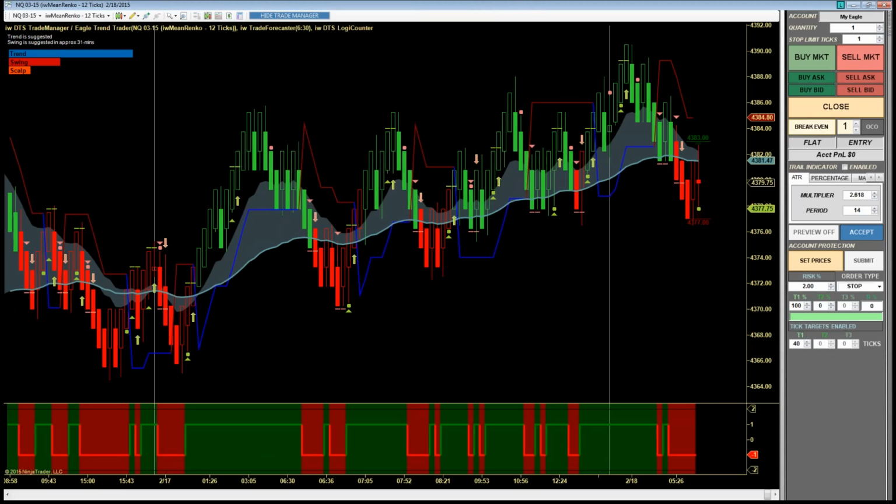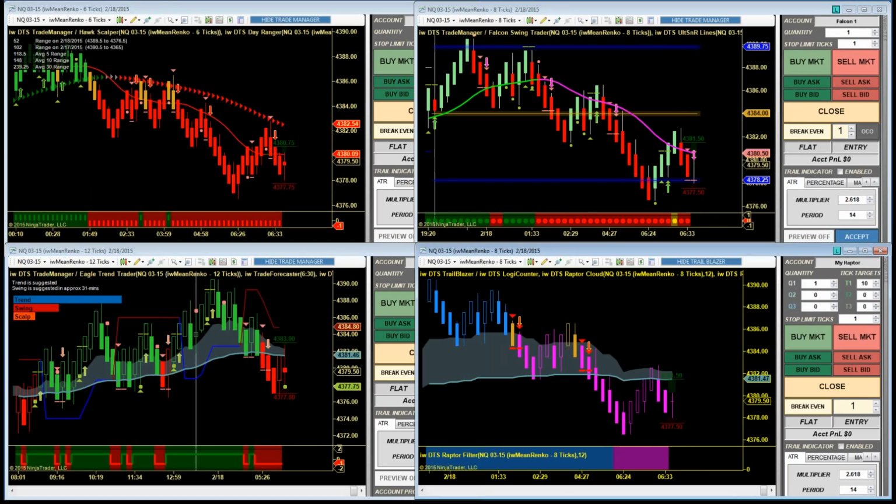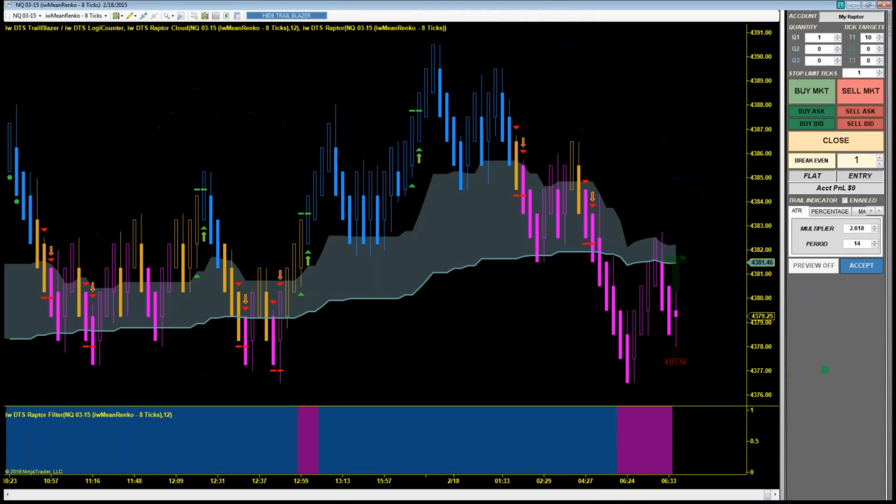Here, the top right is the Falcon Swing Trader. And the Falcon Swing Trader is a very popular tool, and as the name suggests, it has been designed to help identify swing trades. Bottom left, this is the Eagle. This is our Eagle Trend Trader. And this tool has been designed to pick up trending signals.